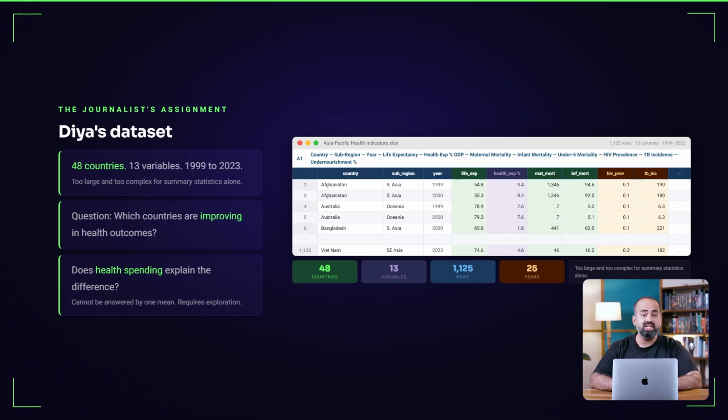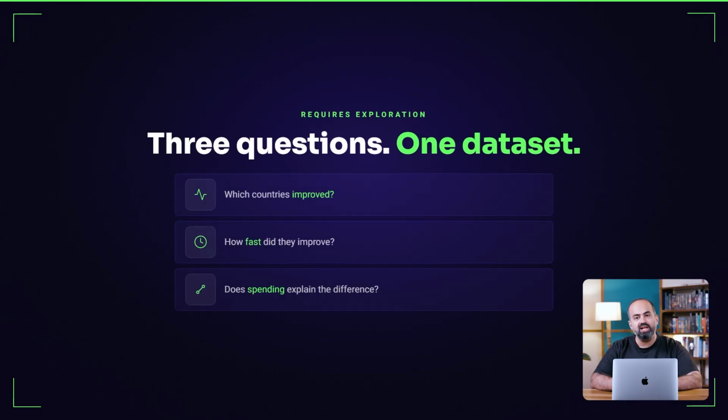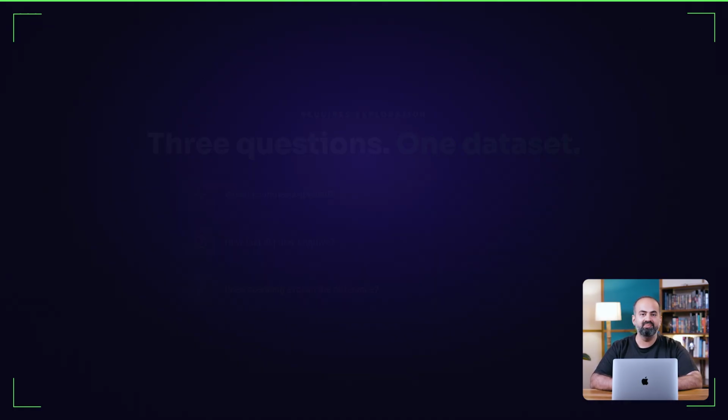To answer her question, she needs to explore the data and see how values are spread across countries. Understand how values change over time. Look at relationships, whether health spending and health outcomes move together. This is where she uses exploratory data analysis, exploring the data to find the questions worth asking and the patterns worth reporting. There is a key distinction from Module 2.